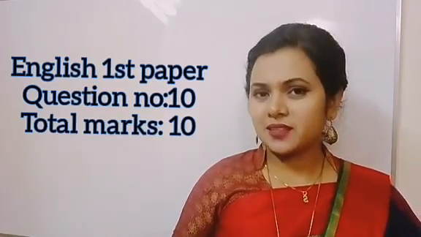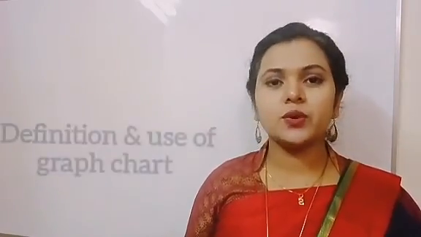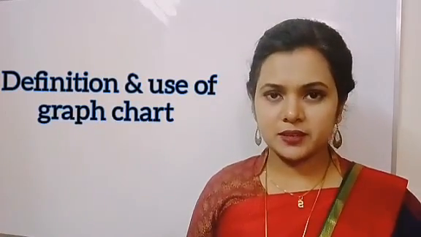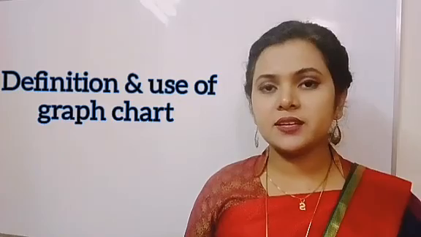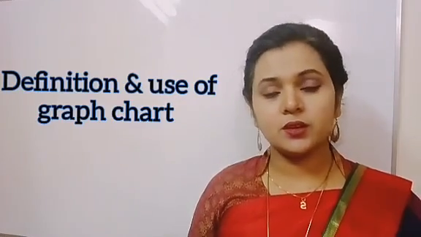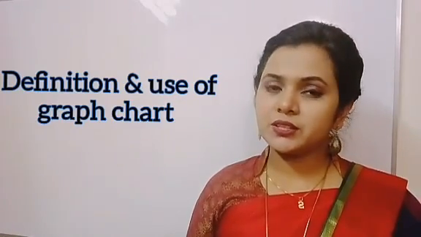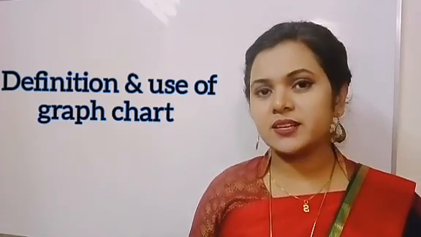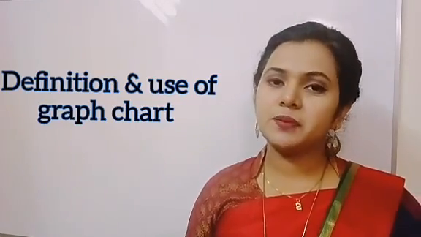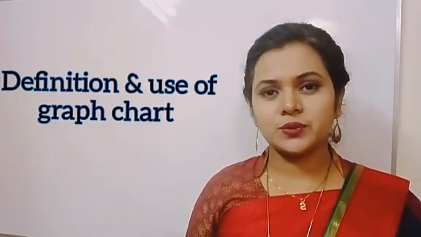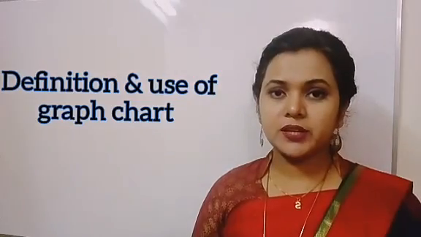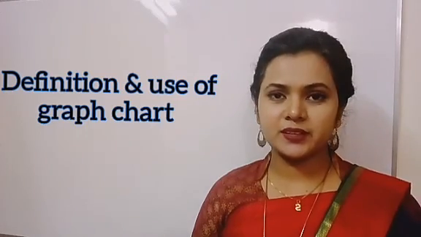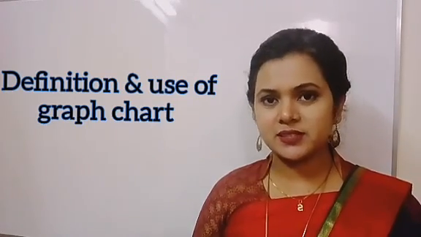Well, you might think, what is a graph or chart and what is the use of it? A chart is a graphic presentation of data in which the data is presented by symbols. For example, in a bar chart, the data is presented in bars. In a line chart, the data is shown in a line, and in a pie chart, the data is shown in slices. We normally use graphs and charts to present or organize numerical and qualitative data.